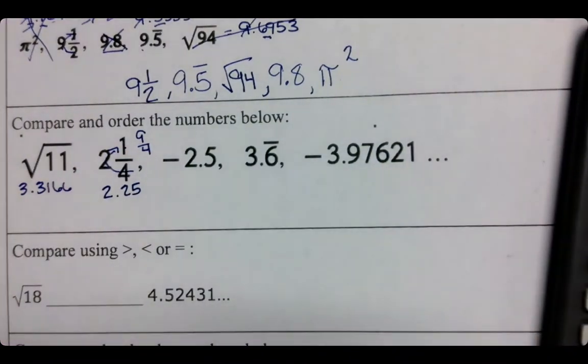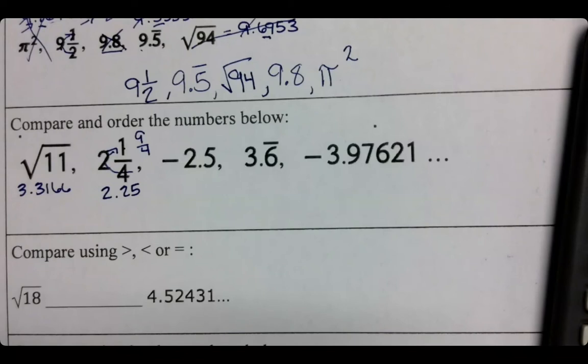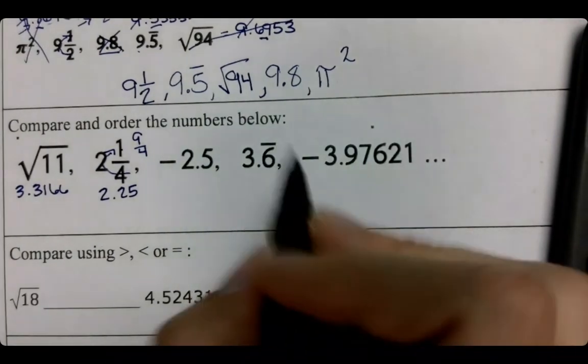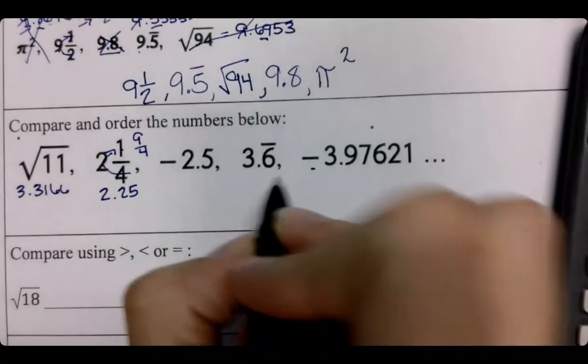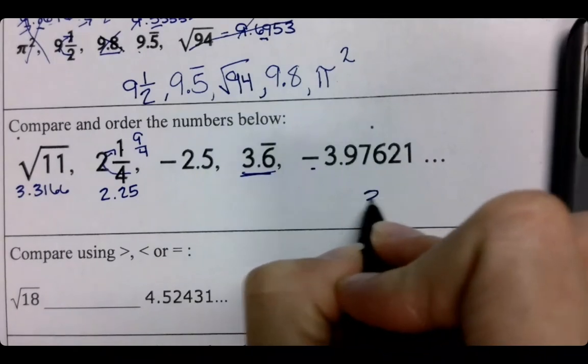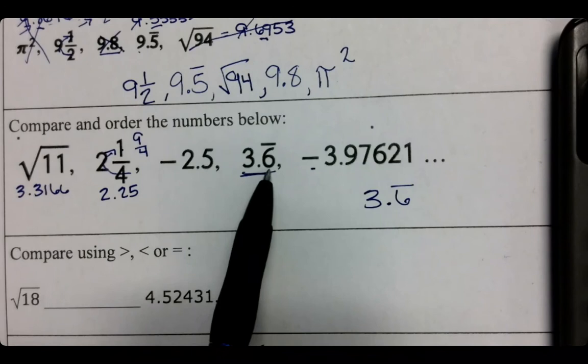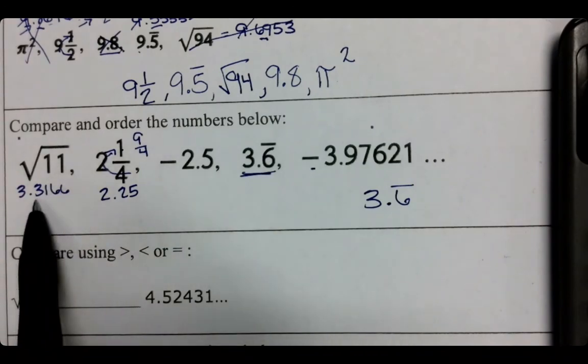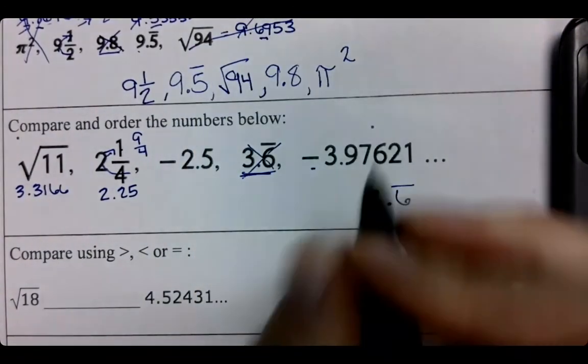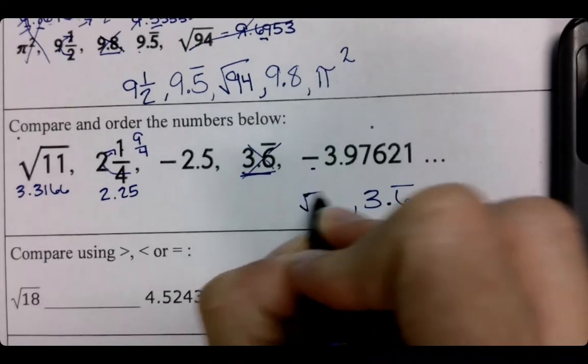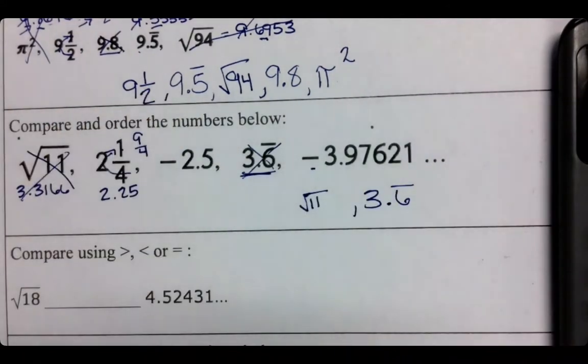Okay? See if you can figure out which one is the biggest. Welcome back. Hopefully, you looked at this and you noticed that this was negative, so that was not the biggest. Hopefully, you noticed that the 3.6 repeating was the biggest. Because 3.6, 6 is bigger than 3. So that should have been there, giving us the square root of 11 is the second biggest.